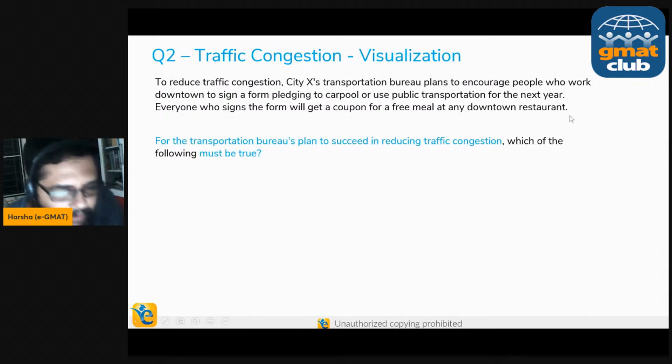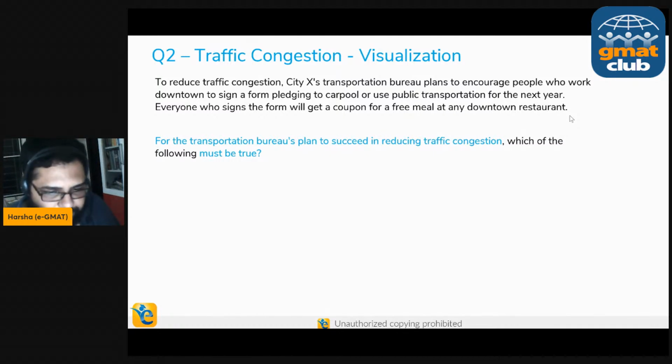Yeah. So again, what is the argument? To reduce traffic congestion. All right. This is the Transportation Bureau of CTX. There's a plan. The plan is to encourage people working downtown to sign a certain pledge, or in other words, you're making a promise. A pledge is like a promise, right? What is this promise? I'll do carpooling. I'll use public transportation for the next year. And then you have that motivational character or incentive. Everyone who signs the form will get a coupon for a free meal at any downtown restaurant.